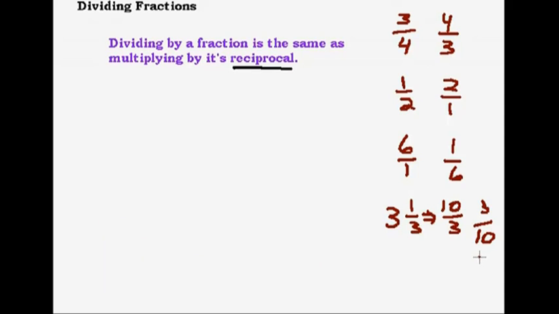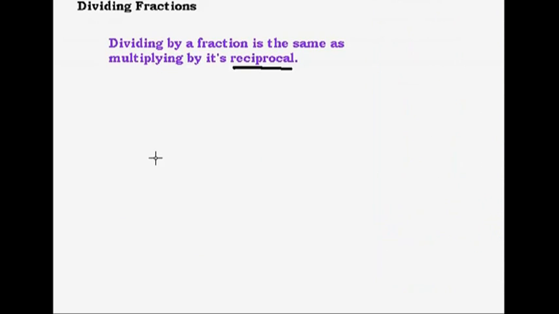Alright, so we're going to be using this idea of the reciprocal of a fraction when we're dividing. Let's look at an example. Let's get rid of this. Okay, let's do 3/4 divided by 1/8.